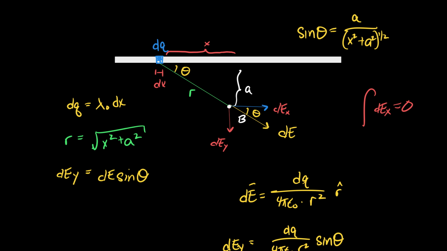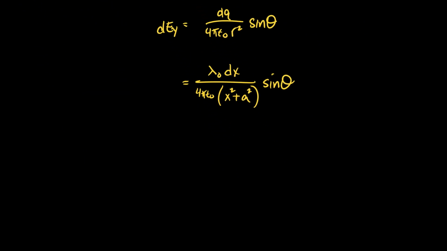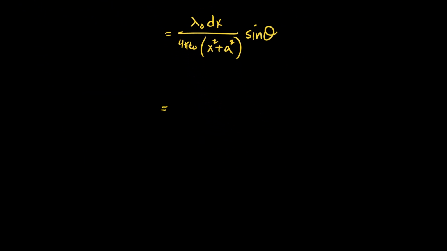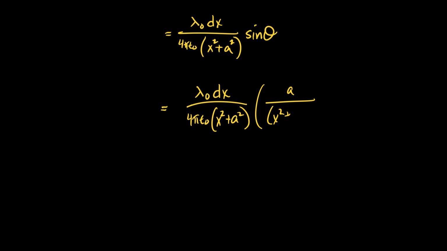Wow, this is a mess. Well, luckily we don't have to do any work with it at the end. So sub it all in, and I'll get lambda naught dx over 4 pi epsilon naught x squared plus a squared times a over x squared plus a squared to the 1/2 power. That's dE y. That's just one contribution to the electric field.